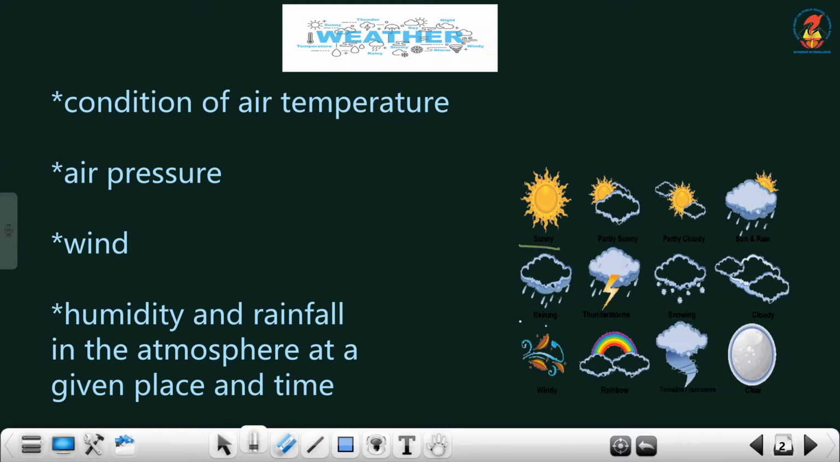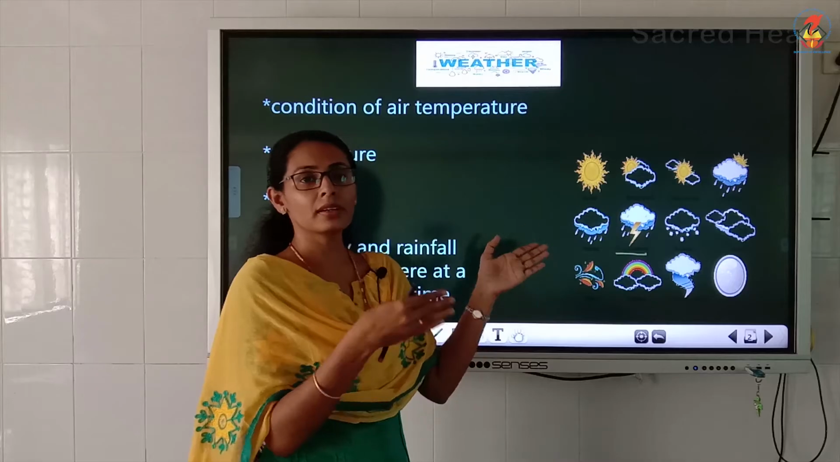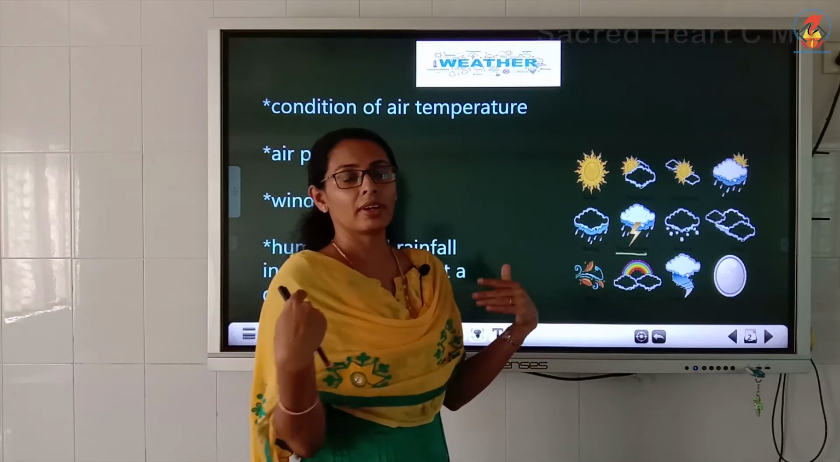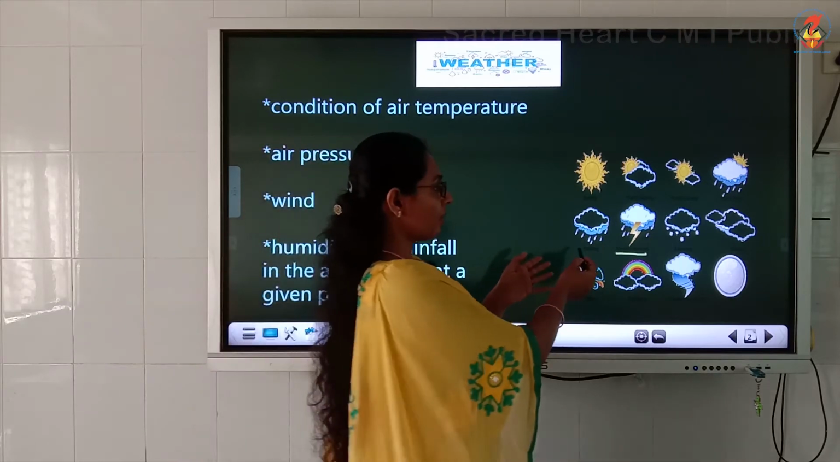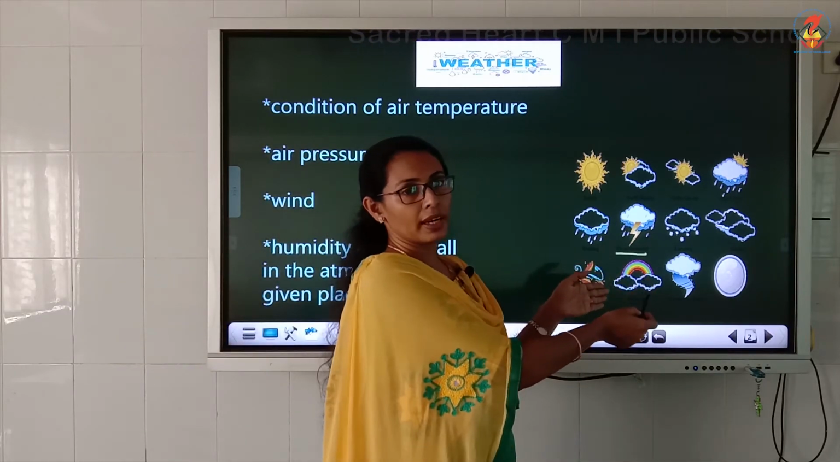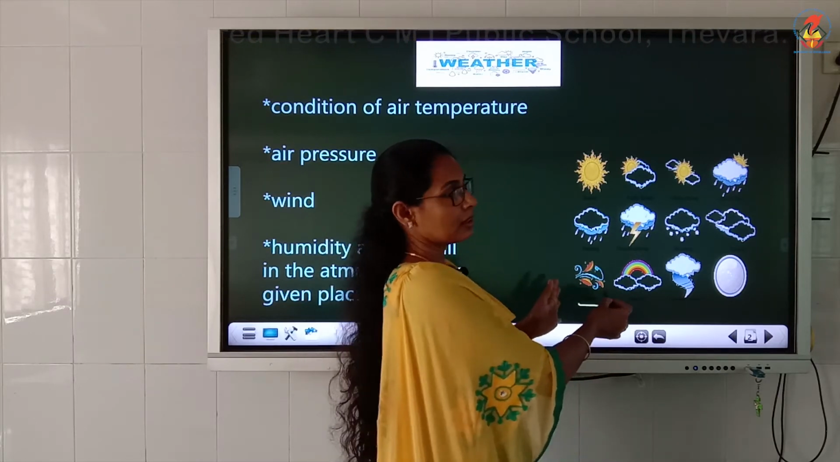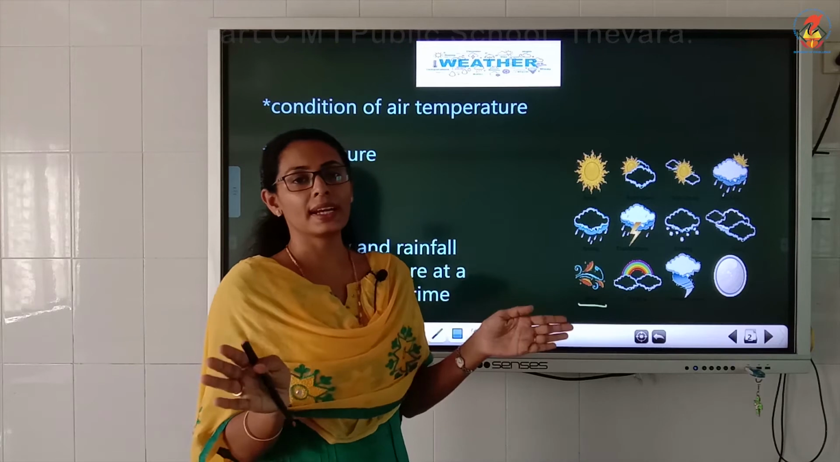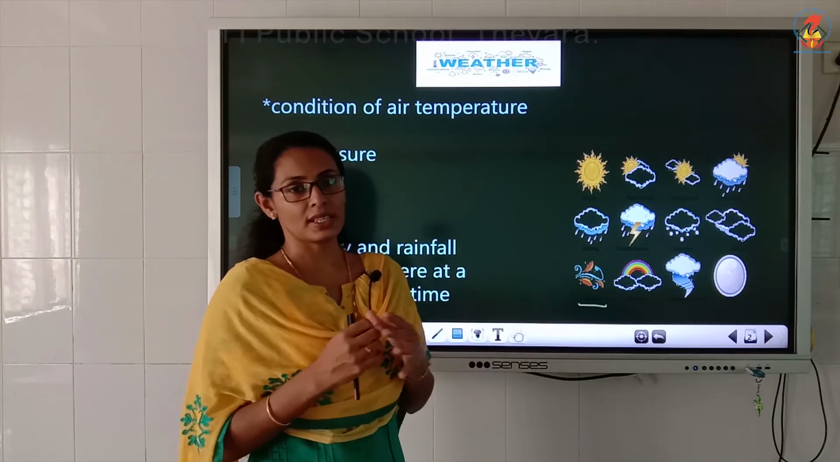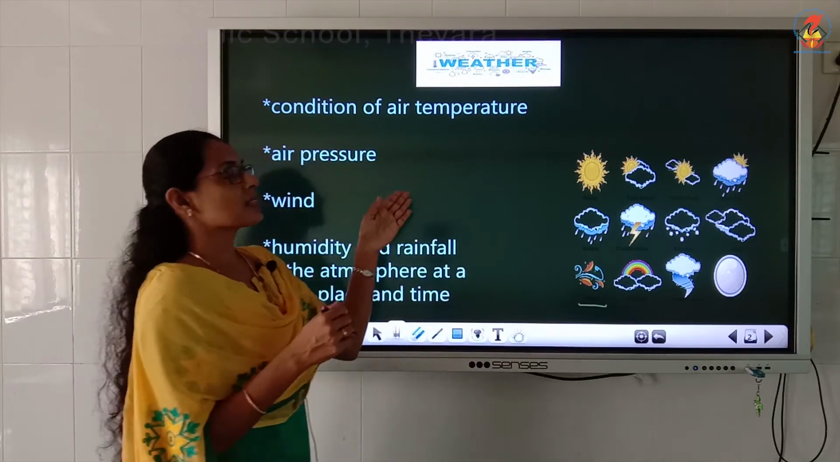Sometimes we feel sunny, then rainy season, thunderstorms are coming. Maybe in the morning it's sunny, but in the evening or afternoon maybe rain, or sometimes in the evening or night thunderstorms will happen, or sometimes windy. In a day itself the weather conditions are changing. So that is known as weather.